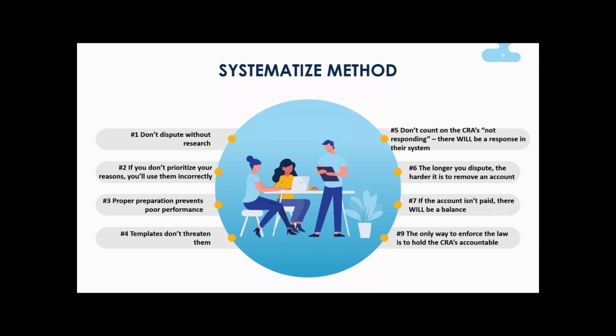Number two, if you don't prioritize your reasons, you're going to use them incorrectly. You're going to use worthless reasons like type or terms, or you're going to dispute the fact that this charge-off has a balance, and you're going to say something along the lines of, this is a charge-off, it shouldn't have a balance. Well, that leads me to the next one. Like, hello, if there's a balance, it means that account isn't paid. And if it's not paid, it's going to have a balance. So yes, that is correct. Now that's number 7. All right.